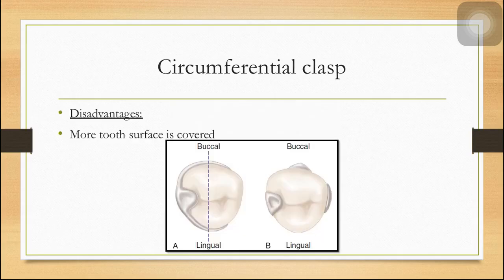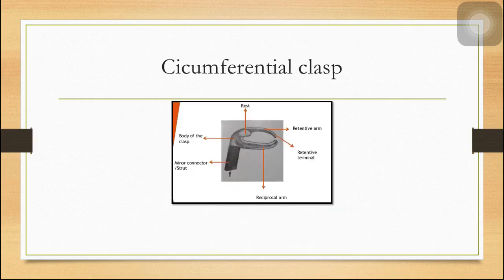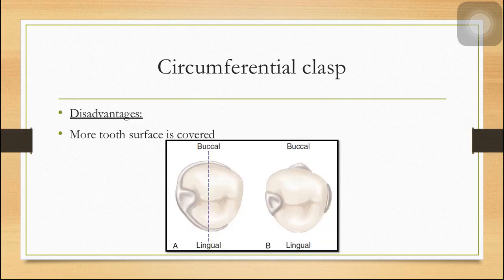Moving on with the circumferential clasp, another identifying point of the circumferential arm is its origination. It originates from the occlusal and goes towards the cervical end, as compared to the I-bar clasp arm, in which the retentive arm originates from the cervical and moves towards the occlusal surface. There are some specific disadvantages of the circumferential clasp arm as compared to the I-bar clasp arm. This is the circumferential clasp as viewed from the occlusal surface, and this is the I-bar clasp arm as viewed from the occlusal surface.